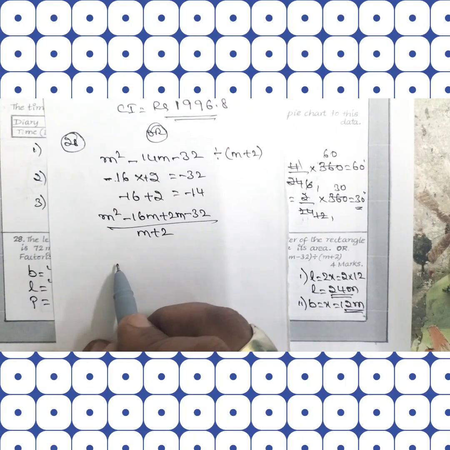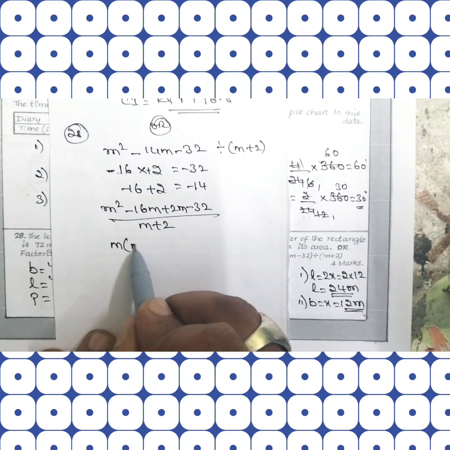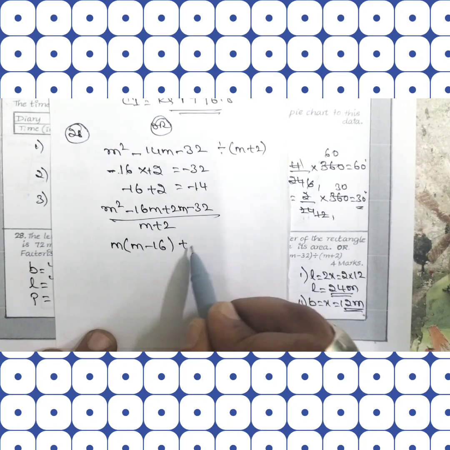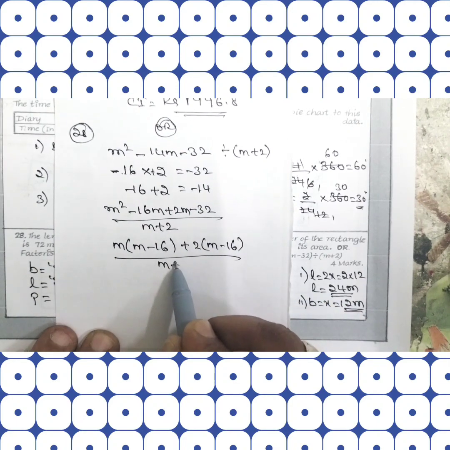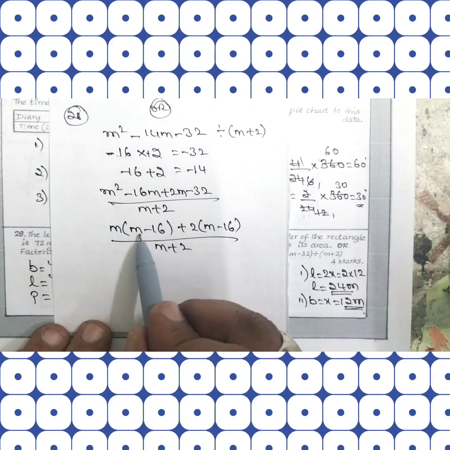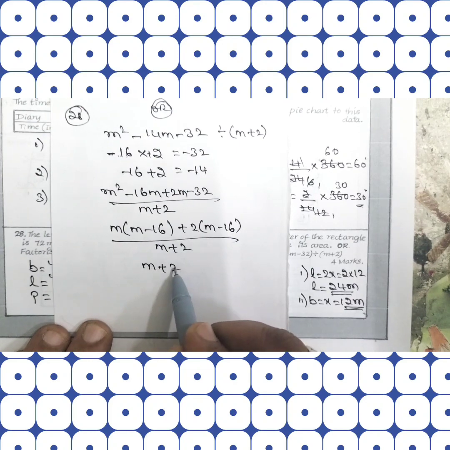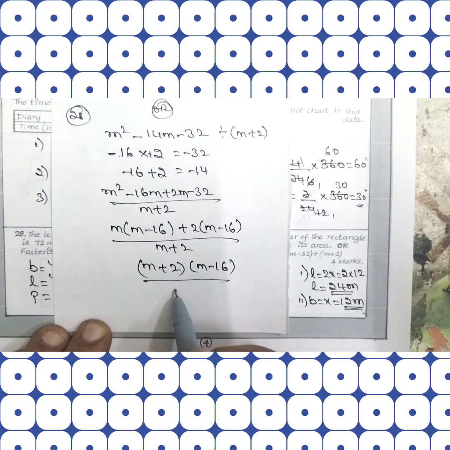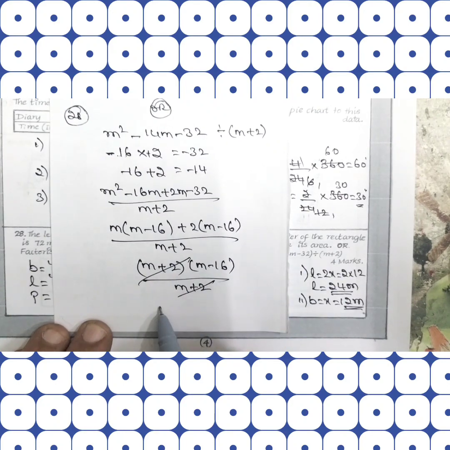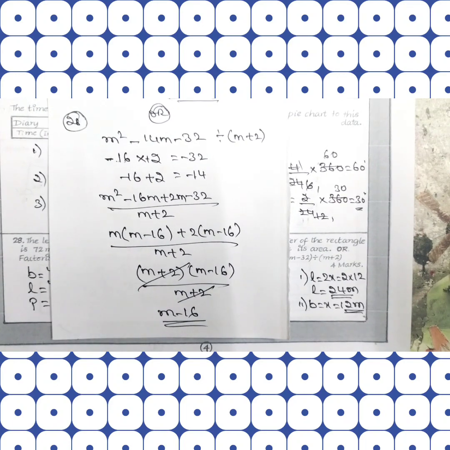ಸೊ ಈಗ let us take the common. ಇವೆರಡರಲ್ಲಿ m ಕಾಮನ್ ತೆಕ್ಕೊಂಡ್ರೆ what is the remaining? m minus 16 plus ಇಲ್ಲಿ 2 ಕಾಮನ್ ತೆಕ್ಕೊಂಡ್ರೆ it will be m minus 16, divided by m plus 2. So now what is the common to both? ಎರಡಕ್ಕೂ ಕಾಮನ್ m plus 2, ಇನ್ನೊಂದು m ಕಾಮನ್ is m minus 16, remaining is m plus 2 divided by m plus 2. m plus 2 m plus 2 get cancelled and what is the remaining? m minus 16. So m minus 16 is the answer for this question.